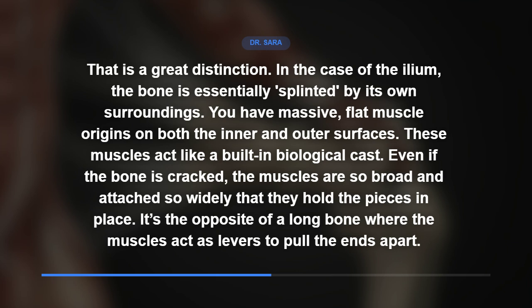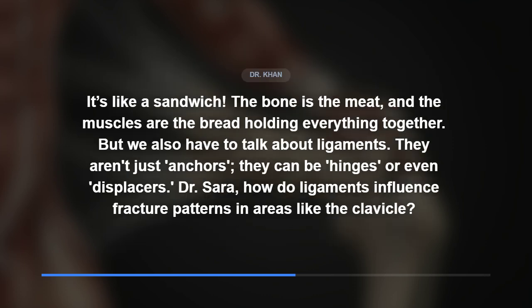In the case of the ilium, the bone is essentially splinted by its own surroundings. You have massive, flat muscle origins on both the inner and outer surfaces. These muscles act like a built-in biological cast. Even if the bone is cracked, the muscles are so broad and attached so widely that they hold the pieces in place. It's the opposite of a long bone, where the muscles act as levers to pull the ends apart. It's like a sandwich. The bone is the meat, and the muscles are the bread holding everything together.